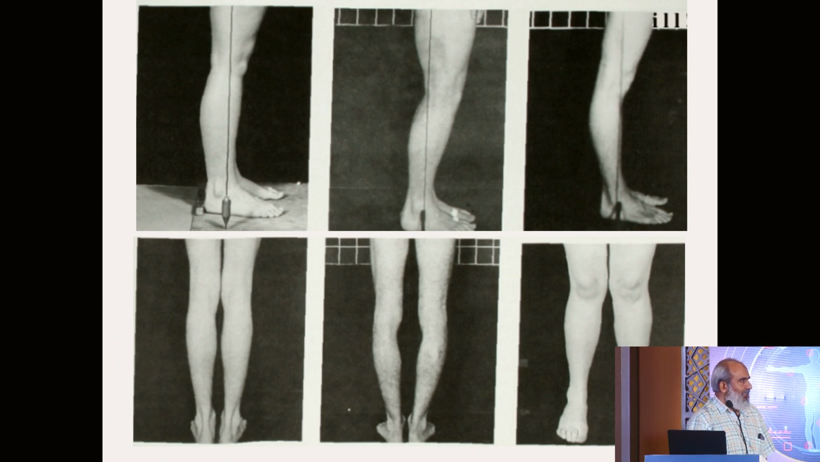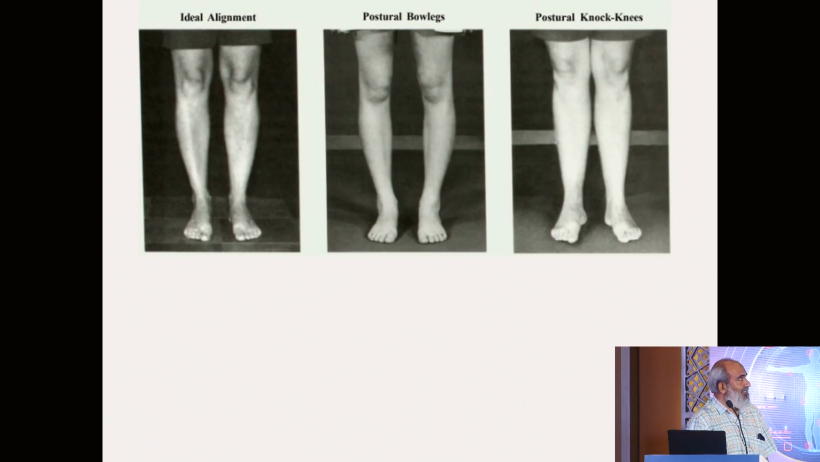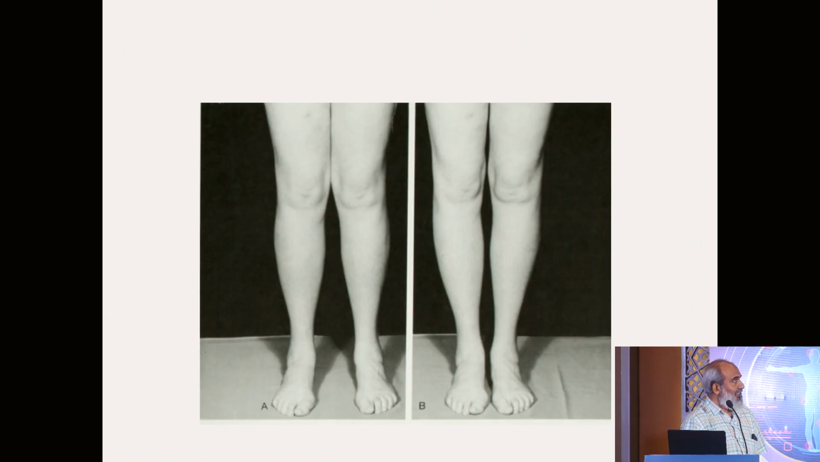This is okay. There is a structural varum, structural valgum. Here is a postural one. So what are the postural things? Postural bow legs and postural valgum. This is interesting. This is a postural valgum, and this is the same person. How has this correction happened? Knee hyperextension is the way.